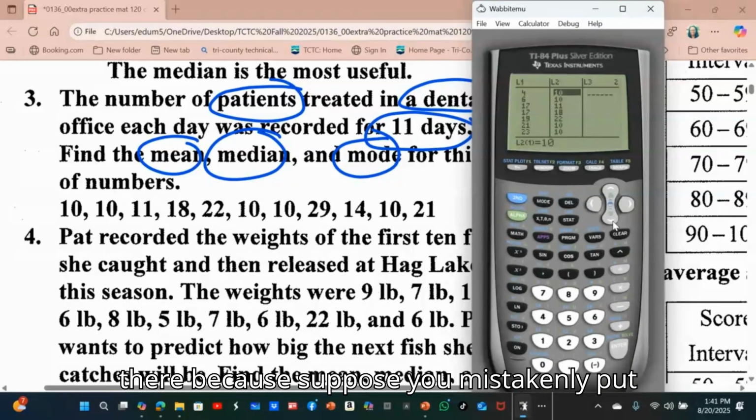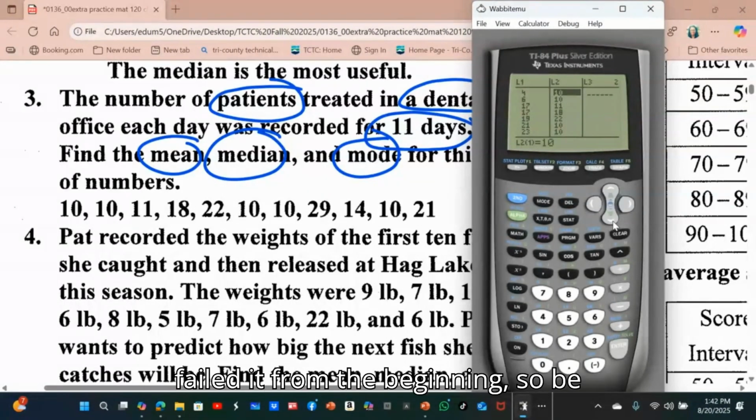Because suppose you mistakenly put in 111 there, or 1100. It doesn't matter how accurate your calculation is going to be, you are still wrong. You changed your question, and actually, you failed it from the beginning. So be careful. All right, so I see that the data I entered is correct. The sample size is correct.